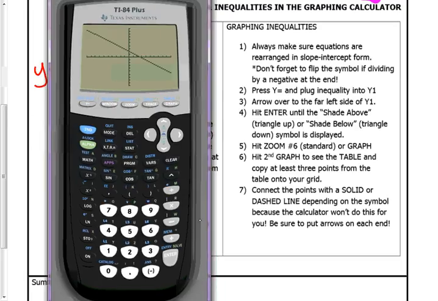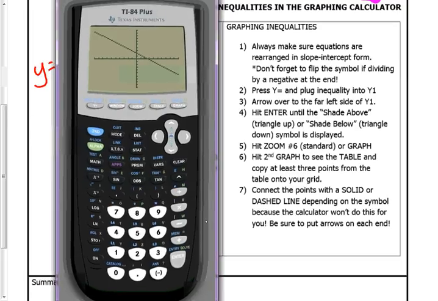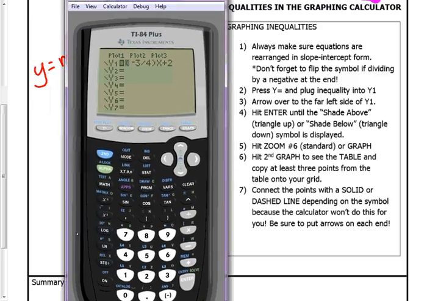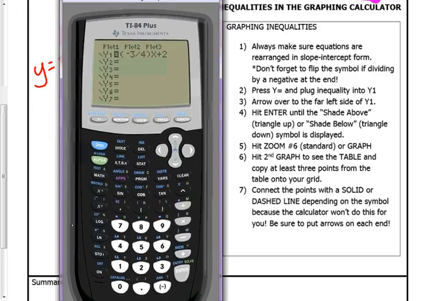All right, for the inequalities, we're still going to put everything into y equals, but the difference is how do you know where to shade, okay? Now, the graphing calculator will not be able to do a solid line or a dashed line for you. You have to know how to do that by yourself. Okay, but what it will do is shade for you. Now, it will shade only if you put it in the right direction.